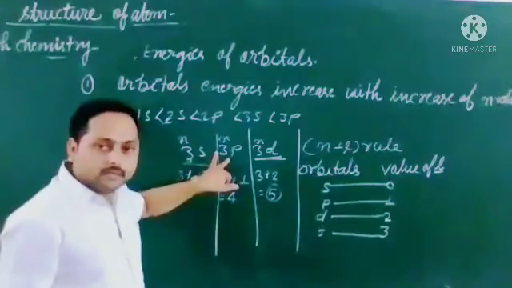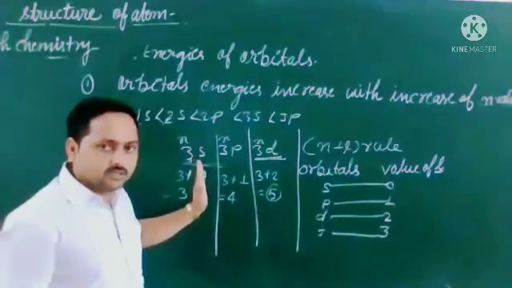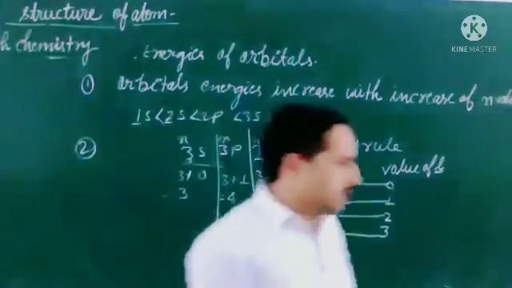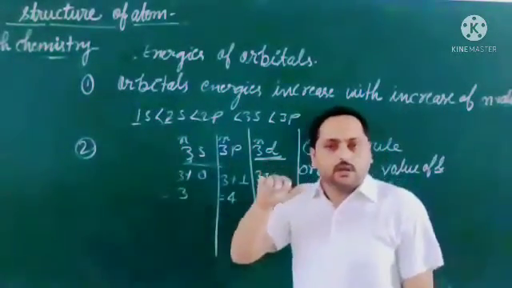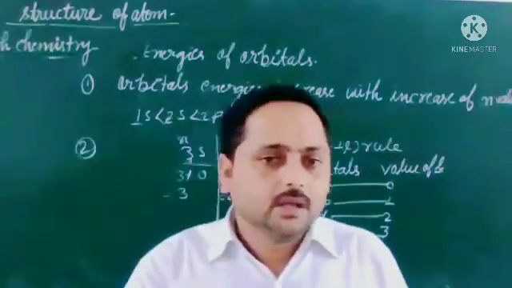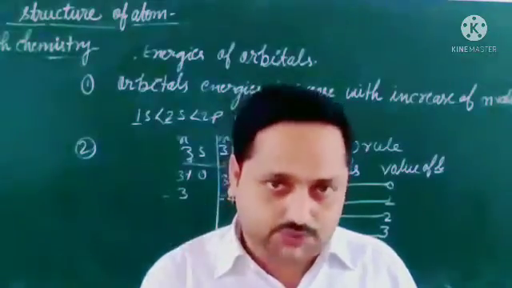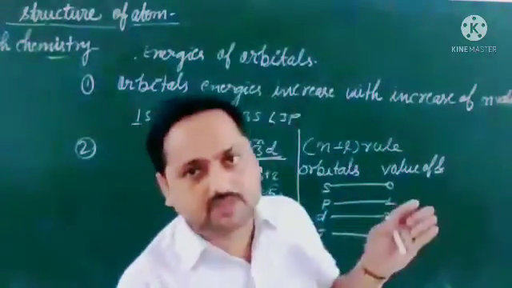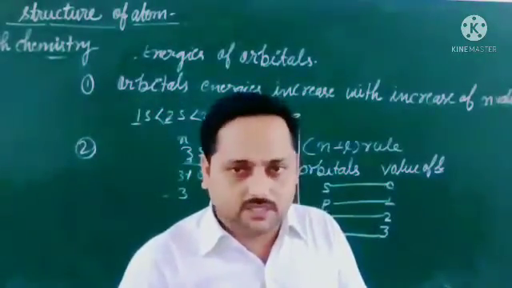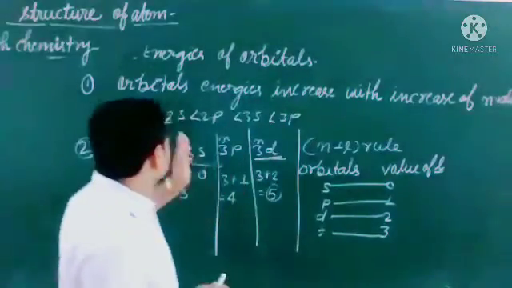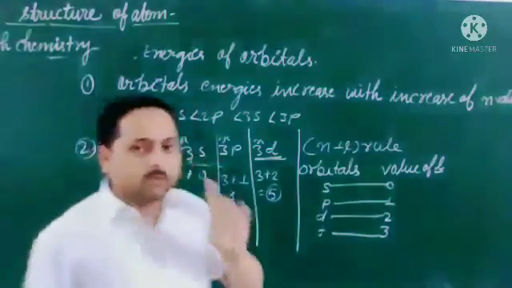Got it? Subhasis, please mute your mic. When we are writing the electronic configuration of an atom, there is no problem. But if we are writing the electronic configuration of ions, then we have to remove some electrons, and there may be confusion about where we should remove the electron from.